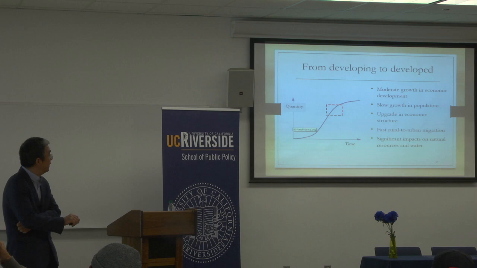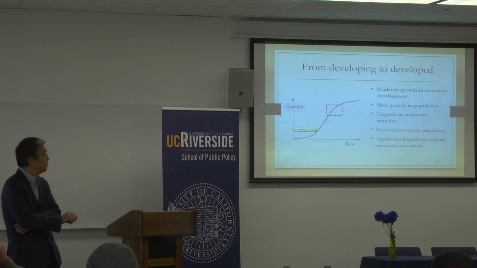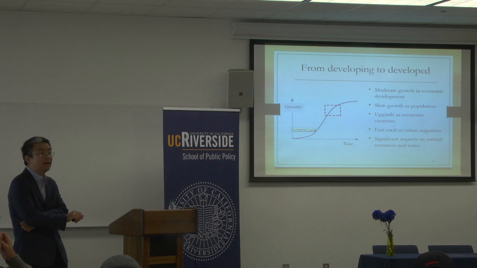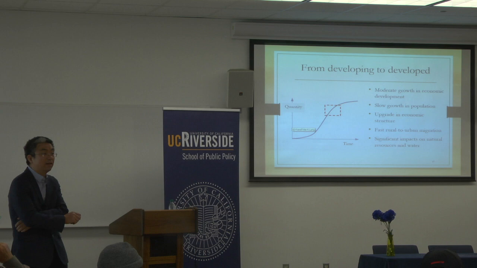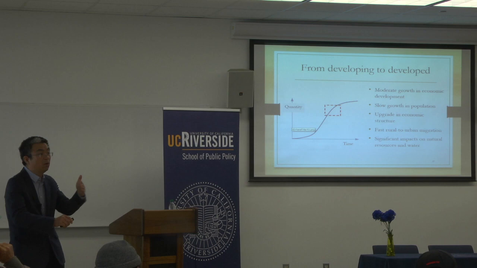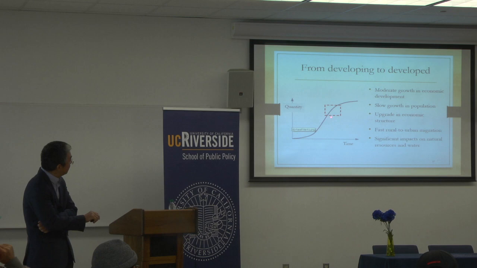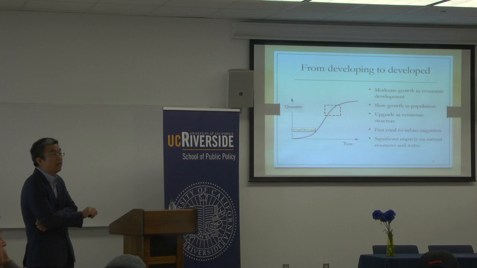And then upgrade in the economic structure, that needs changes of the economic structure. And then fast rural to urban migrations, 1% each year. And the last one will show the significant impact of the natural resource and the water. I only present our water resources. There is also soil quality, also water quality issues. It's all impacted by the development. So China now is at this stage. We start, I think, from here. If it developed, we will be at this stage.